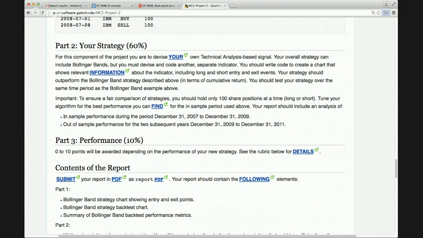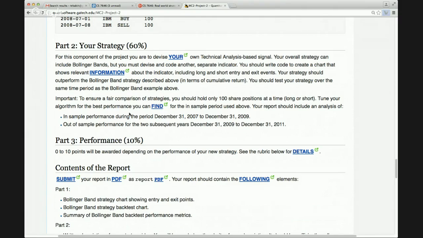And we're going to call that in sample, in the sense that you're trying to tune your algorithm so it works really well over this time period. But then I want you to also test it out of sample. So from end of 2009 through to 2011. And I just want you to report the results of both.